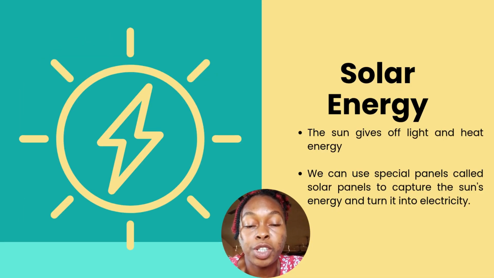Another form of energy is the solar energy. Now, this is energy gotten from the sun. The sun gives off light and heat energy, and then we can use what we call the solar panels. Okay, that can help us capture the sun's energy and turn it into electricity.